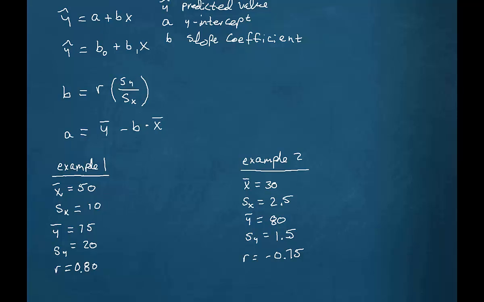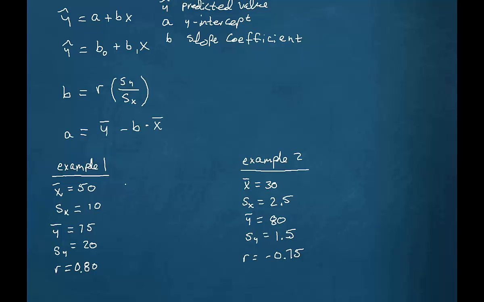Sometimes on the AP exam you will find a problem where you are given these values and you are to use these formulas to calculate this regression model. So here we have an example where the mean for the x values is 50, the standard deviation is 10, the mean for the y values is 75, the standard deviation is 20, and the r value is 0.8.